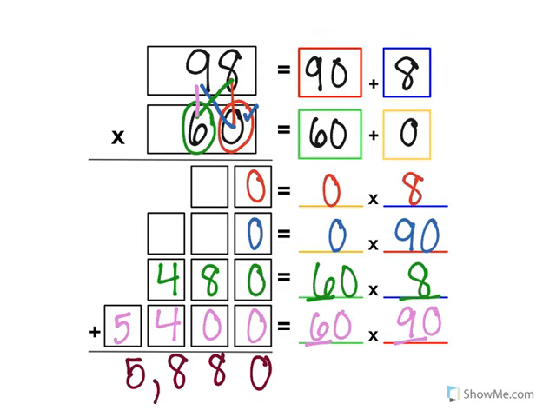A way that I like to check to make sure that I've multiplied each part of my factor times each part of the other factor is I like to make sure that I have created a bow tie. And if you look here, you can see that by multiplying, I have created this bow tie, and that tells me that we have multiplied correctly.